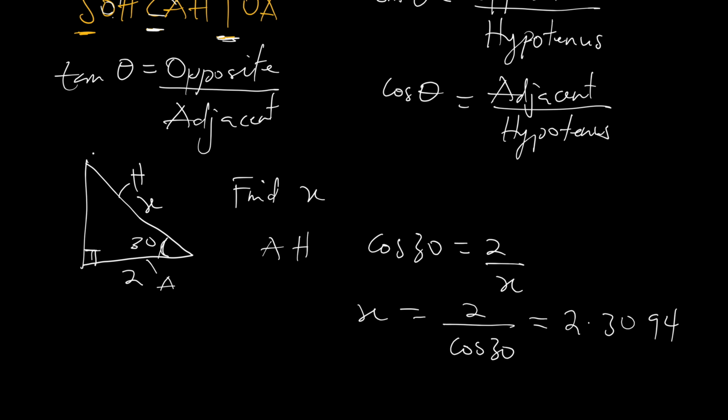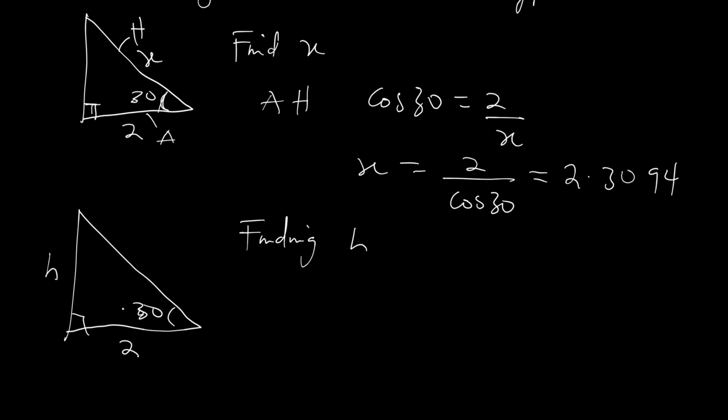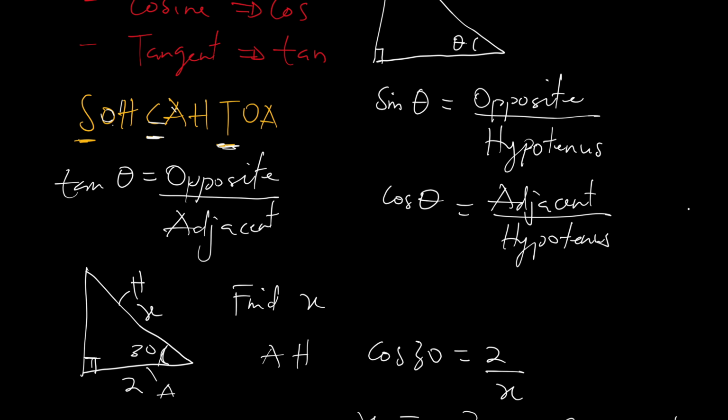Now let's draw this triangle again. And this time we have our adjacent and our opposite, which is h. Now we are being asked to find h. So finding h, we have our adjacent and we have our opposite. So we move back to our trig functions. We have adjacent and opposite, so we can use tan, which is equal to opposite over adjacent.